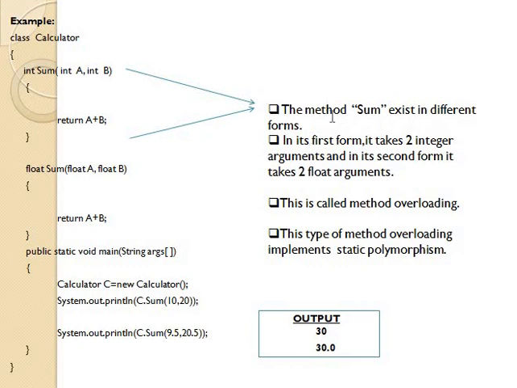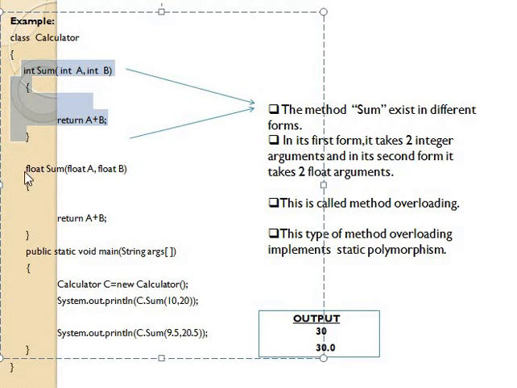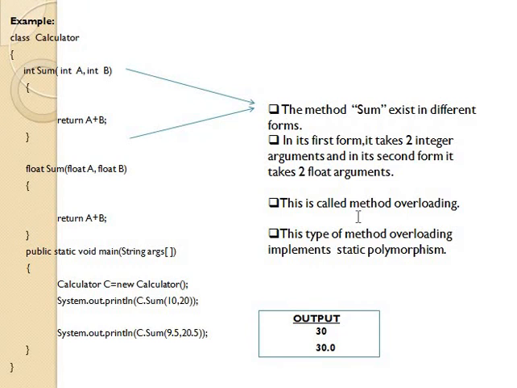So in this program we have learned that the method sum exists in different forms. First, in this form, and secondly in this form. In its first form, it takes two integer arguments which are a and b, and in its second form, it also takes two arguments, but they are not integer arguments as in its first form. They are floating point arguments which accept only decimal values. So these two methods have different signatures, and this property is called method overloading. And this type of method overloading implements static polymorphism.